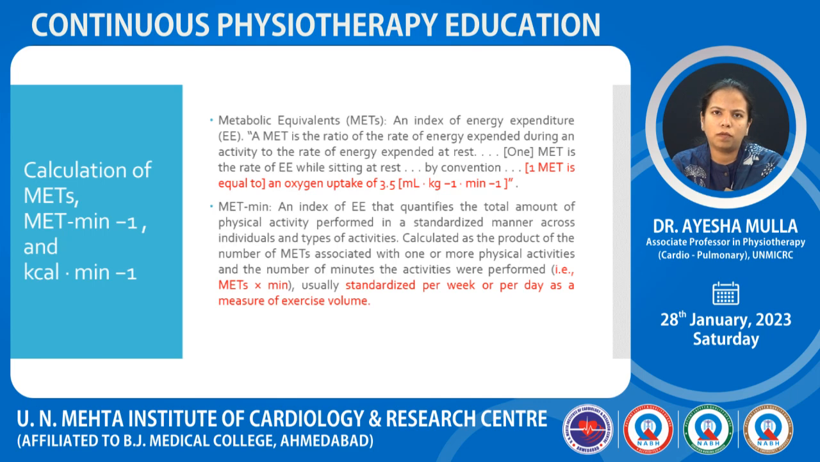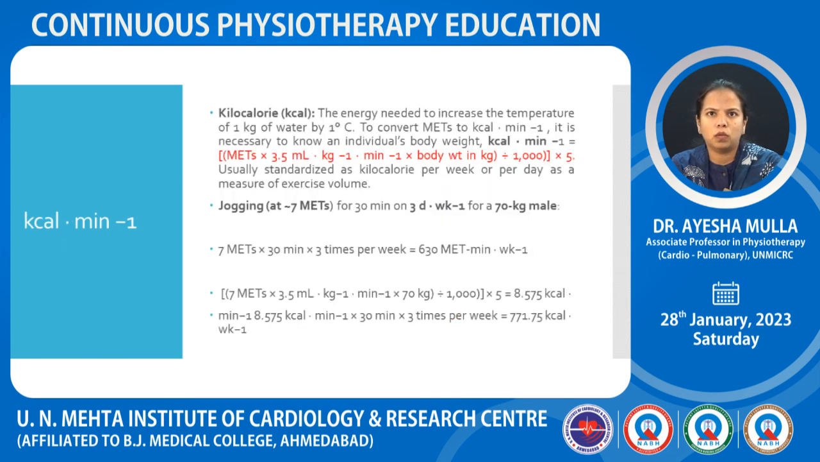So whatever MET minutes we are getting, suppose we are getting 30 minutes of the MET value and that is performed 3 days per week, we have to calculate according to this formula. So in the second line we can see that 7 MET activity performed for 30 minutes, 3 times per week. So we'll get 630 MET minutes per week. So MET minutes per week we have to calculate for the weekly.